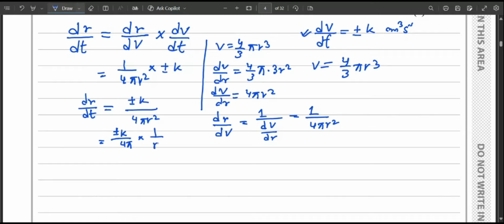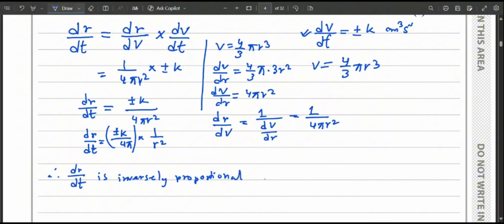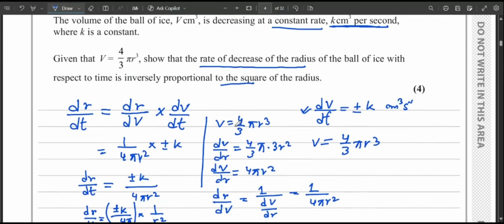Into this I can write down 1 by r square, and on the left side we have dr by dt. From this we can clearly see that dr by dt is proportional to 1 by r square, or in other words, dr by dt is inversely proportional to its radius squared, and we have shown this. So this was our question number 2.